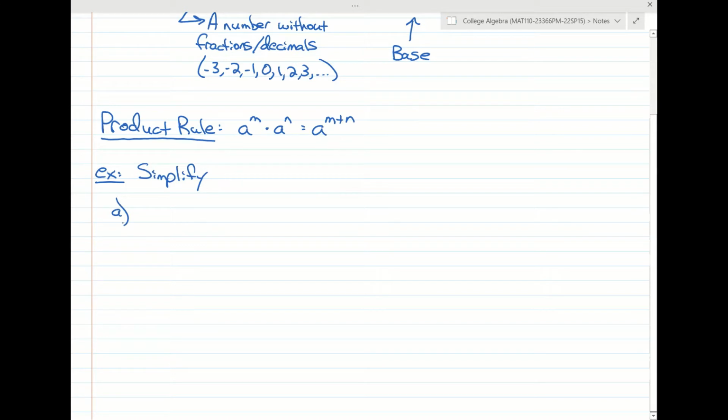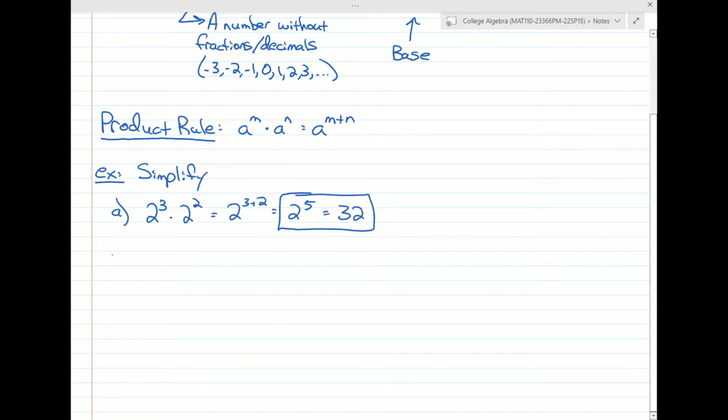Let's say we had 2 to the third times 2 to the second. According to our rule, because we do have the same base of 2, the answer would just be 2 to the 3 plus 2 power, or just 2 to the 5th, which I believe is 32. You could either say 2 to the 5th or you could say 32, that's fine.